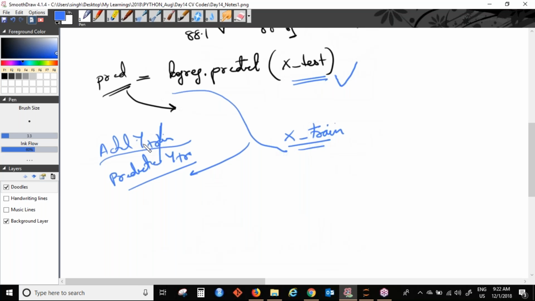So you will very rarely see this. But we have to do this if you want to check for overfitting. If you want to check for overfitting, you will have to find your training accuracy and you will have to find your test accuracy. Only then can you check for overfitting. You have to find both.